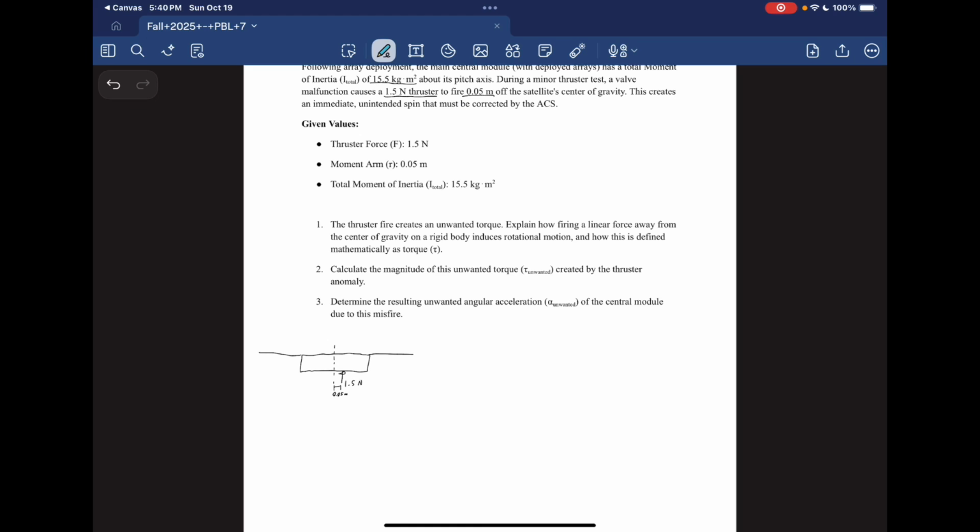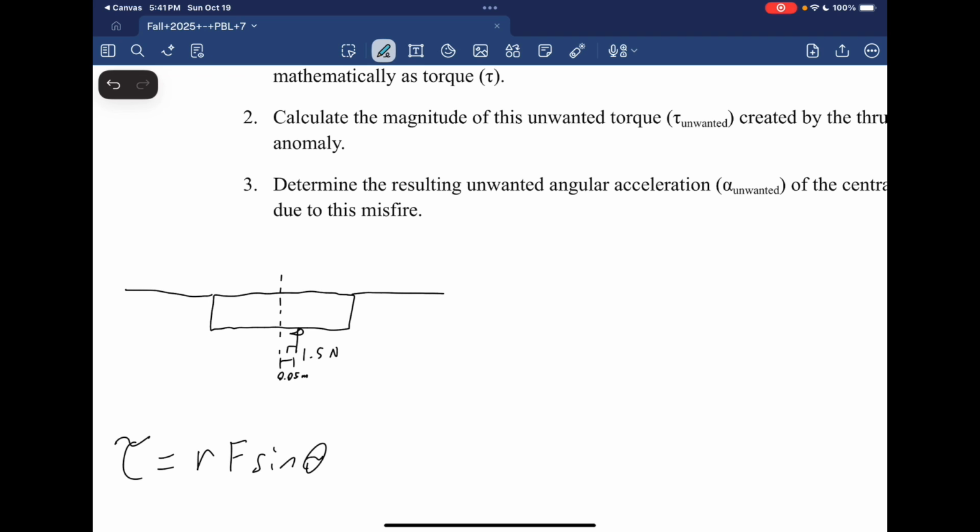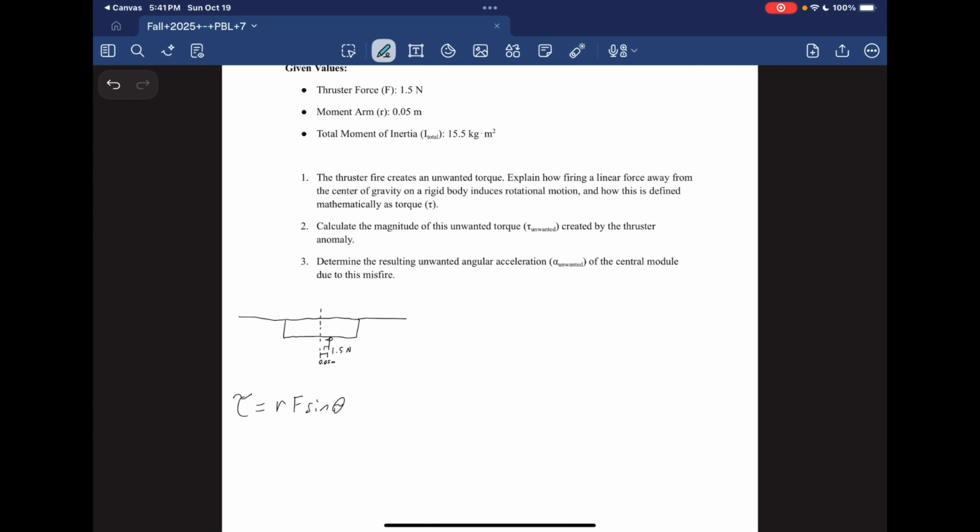The first question wants us to explain exactly how firing a linear force away from the center of gravity on a rigid body induces rotational motion, and how this is defined mathematically as torque. We know that torque, the equation for it, is given by r, which is the distance from the center of gravity, times the force that is applied, times sine of theta, where theta is the angle between the applied force and the moment arm. So in this case, this is a 90-degree angle, and sine of 90 degrees is just 1. So our torque is just going to equal R times F.